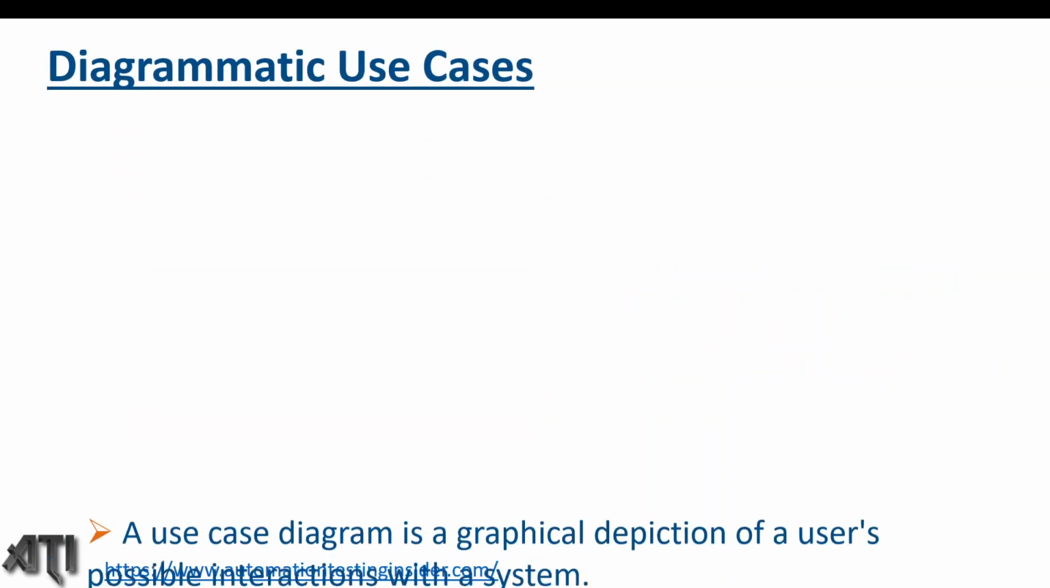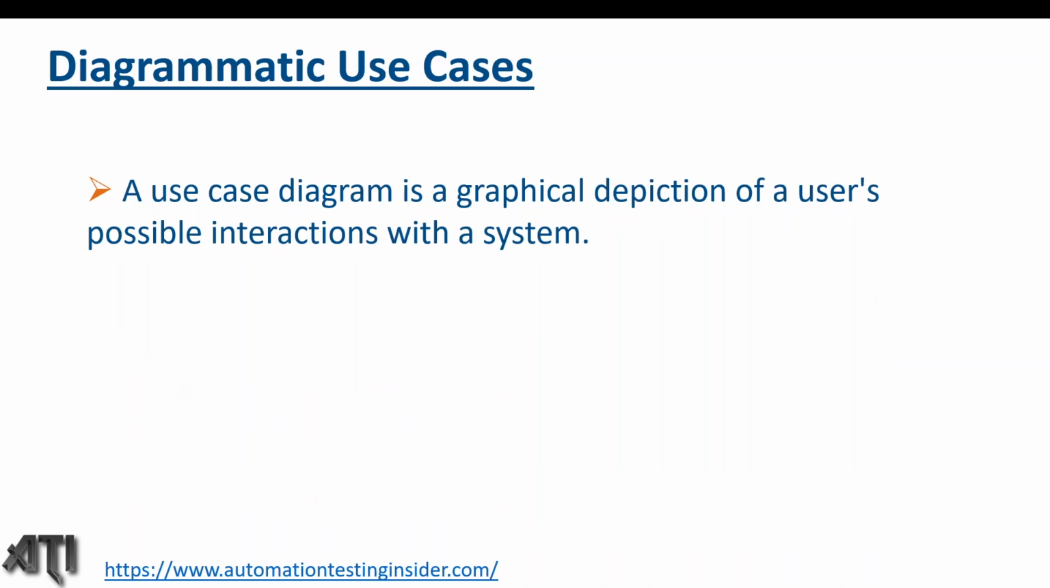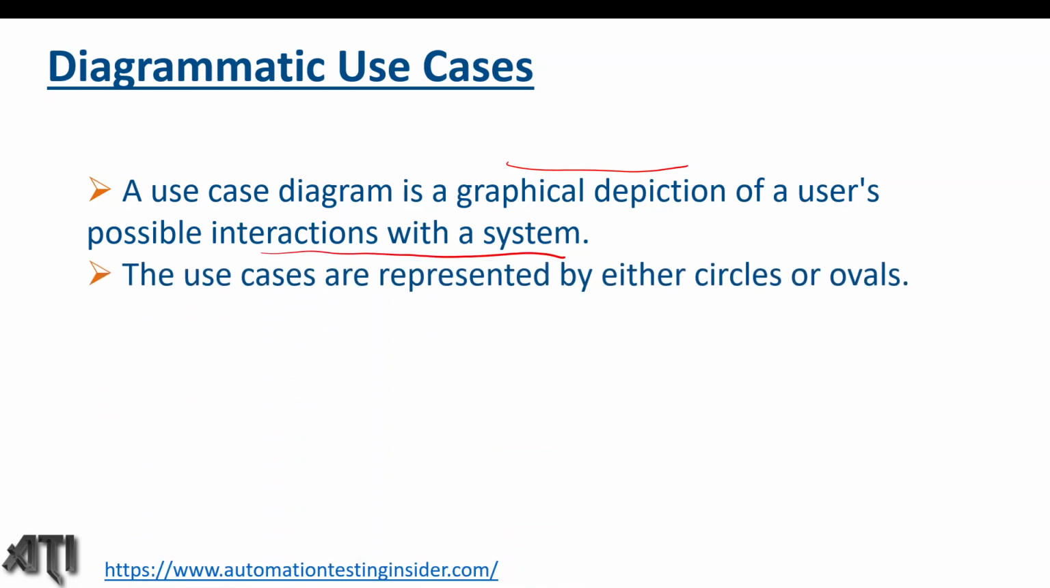So what is diagrammatic use cases? A use case diagram is graphical depiction of users' possible interaction with the system, and the use cases are represented by either circles or ovals. Actor can be represented like this, and if you remember guys, probably you might be aware of UML, that is unified modeling language. Using that we create the flow diagram for the use cases.